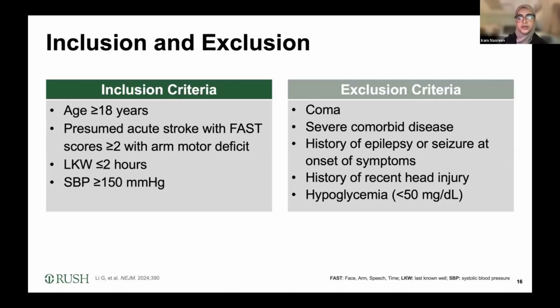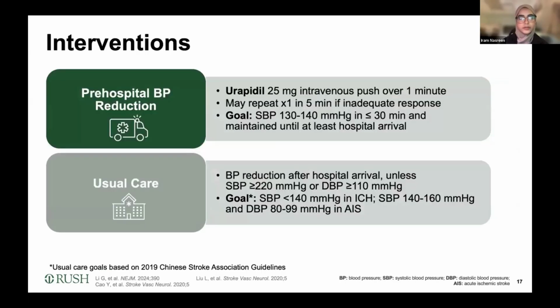For their interventions for the pre-hospital blood pressure reduction, they had patients receive urapidil 25 milligrams intravenous push over 1 minute. Urapidil is a drug that is mostly used in China and other countries in Asia, and it blocks alpha-1 receptors and is a 5-HT1A receptor agonist as well. It has an onset of about 5 minutes and a duration of about 4 hours, and I think this background information is just important to understand why they would have chosen this for the pre-hospital setting.